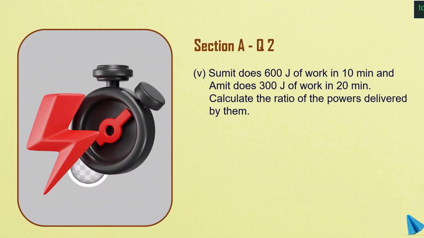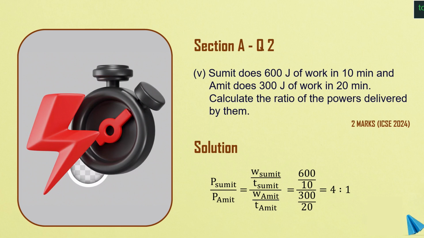Let us see a new question, question number 5 of section A, Q2. Sumit does 600 joule of work in 10 minutes and Amit does 300 joule of work in 20 minutes. Calculate the ratio of the powers delivered by them. Let us see the solution. So power of Sumit by power of Amit, that is work done by time, the whole by work done by time. On the upper part we have the values for Sumit, and for the lower part we have the values for Amit, that is 600 by 10, the whole by 300 by 20, and once you solve this further you get 4:1. So the ratio of the powers delivered by Sumit to Amit is 4:1.